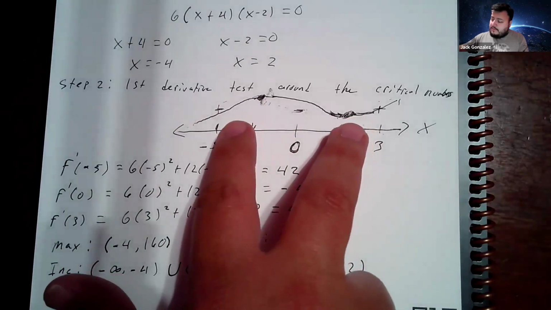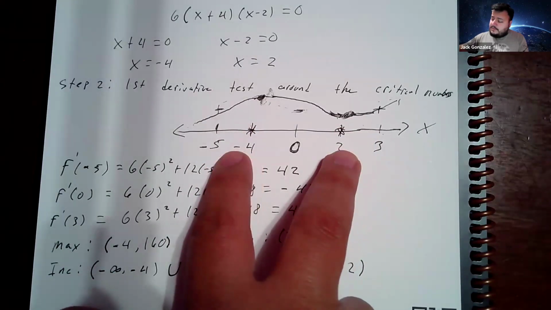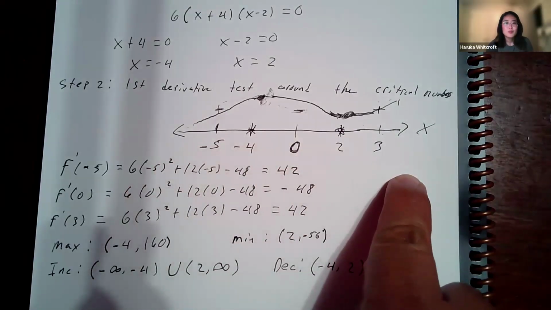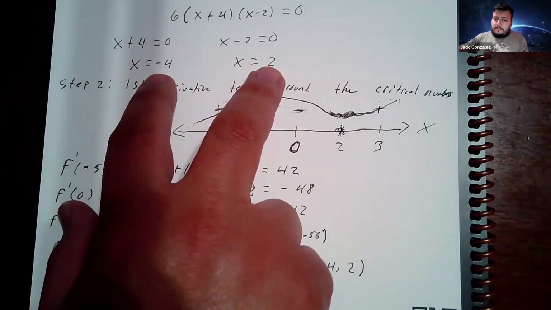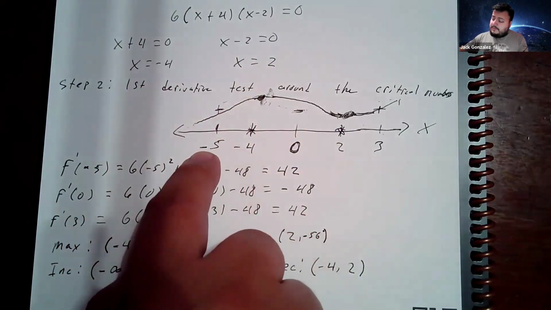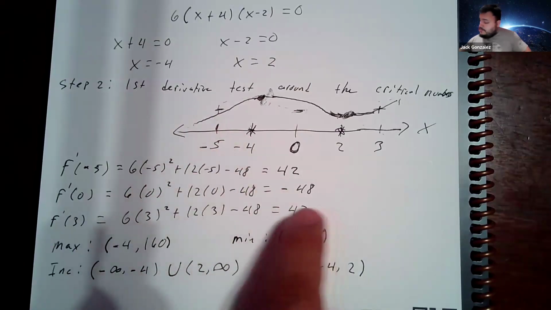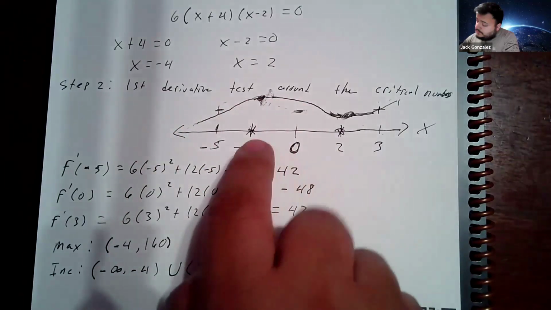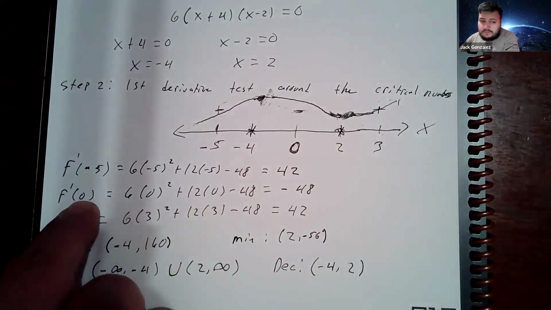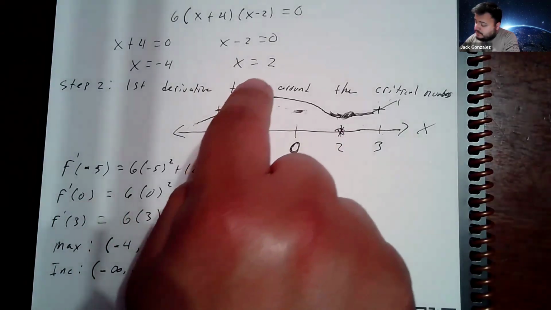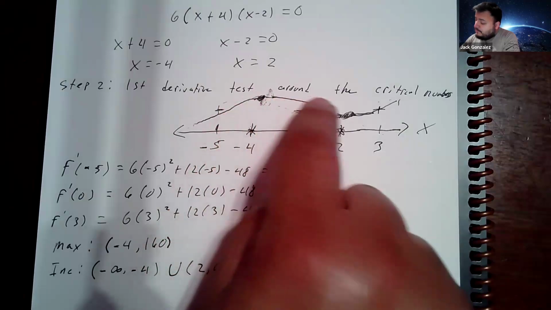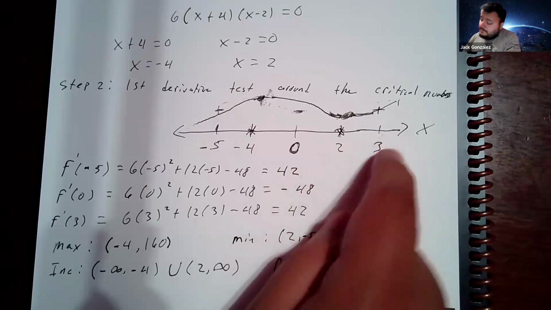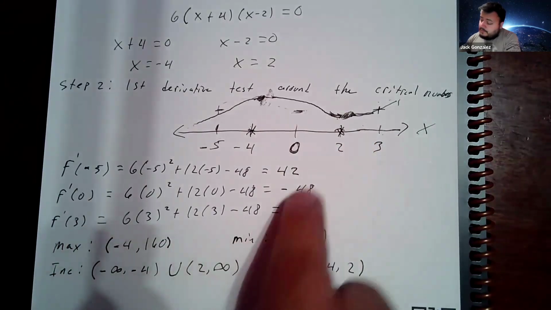So I put asterisks here. These are the 2 critical numbers, so we always test around them. I got those from here, and then I need to test what's happening before we get there. I got a positive right here, so I'm increasing up until -4. Then I tested a number in between. I chose 0 and got a negative, so I start coming down after -4. I don't know what happens after 2, so we chose 3. We got a positive, so we start going up again.